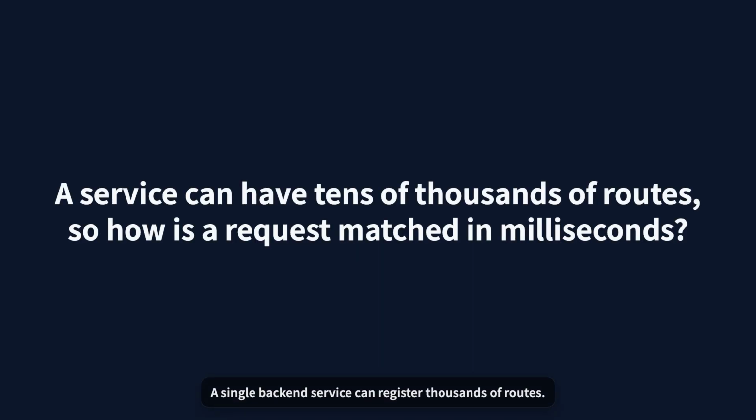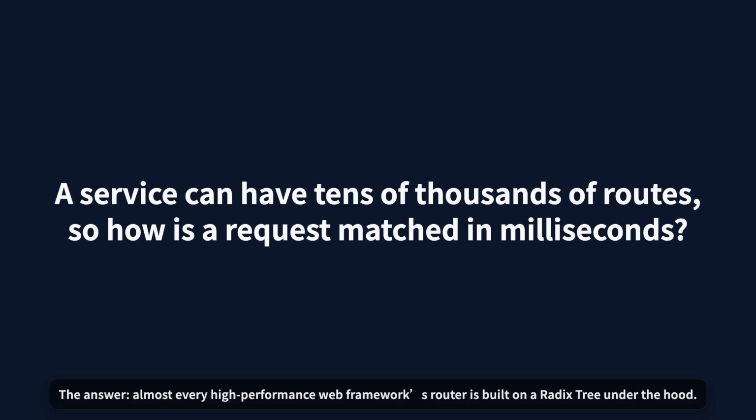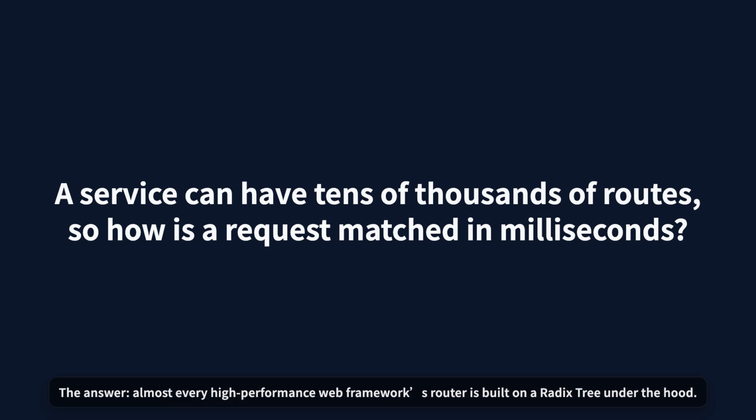A single backend service can register thousands of routes. Every time a request comes in, how does the server find the matching route among all of them within milliseconds? The answer? Almost every high-performance web framework's router is built on a Radix tree under the hood.